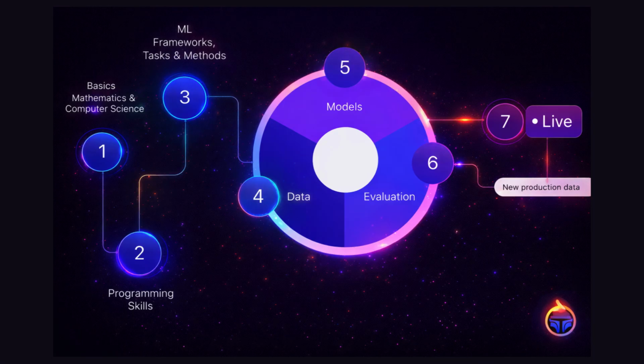Step 6, Evaluation. Measure performance using metrics like accuracy, precision, recall. If you can't measure it, you can't improve it. And finally, step 7, Go live. Deploy your model into a real-world system, work with real production data, and continuously improve. The roadmap is simple. Learn, code, understand ML, work with data, build models, evaluate, and then deploy. Follow these and you move from beginner to real-world practitioner.